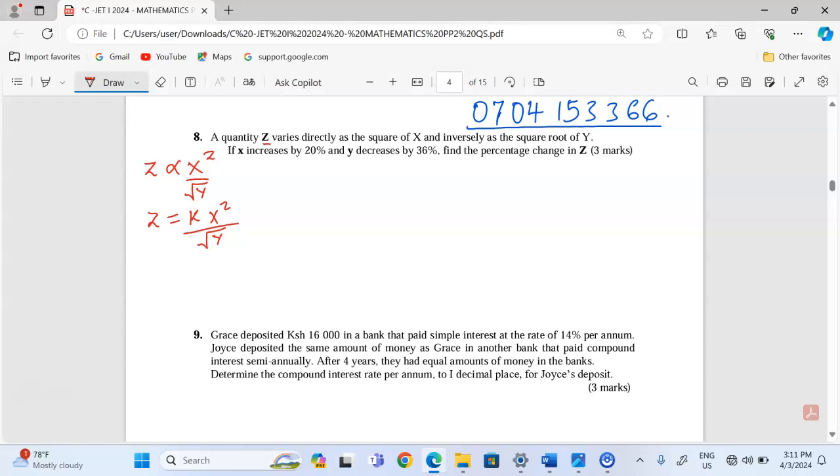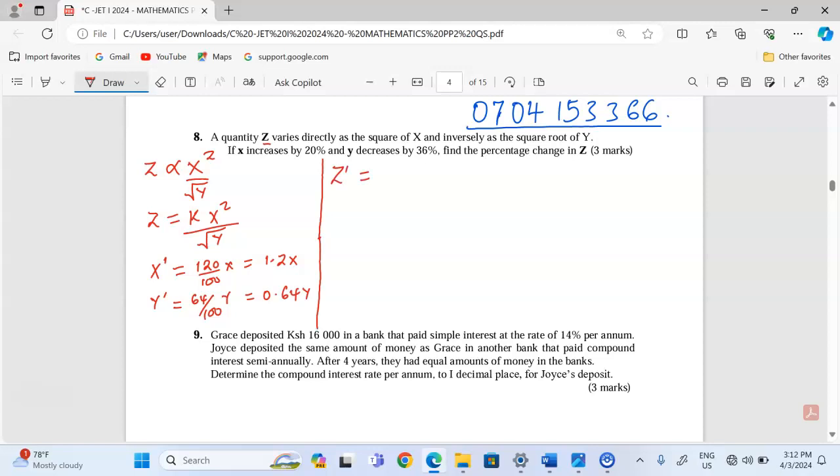X increases by 20%. So that means the new x, x prime, becomes 120% of the original x, which means this is 1.2 of original x, while the new y, which decreases by 36%, now becomes 64% of the original y, and this is going to be 0.64 the original y.